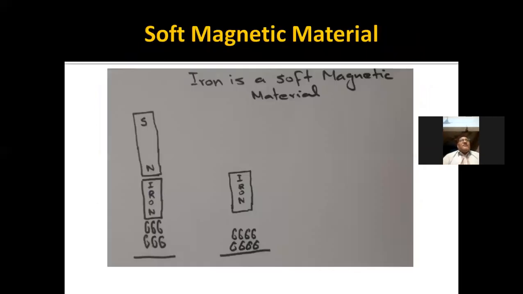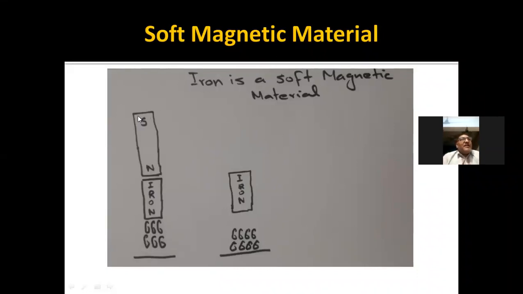Okay, so here we have another slide, and in this slide I will try to show you how iron differs from steel. So, okay, I'm back again. So iron is a soft magnetic material. I will try to show this by this experiment.